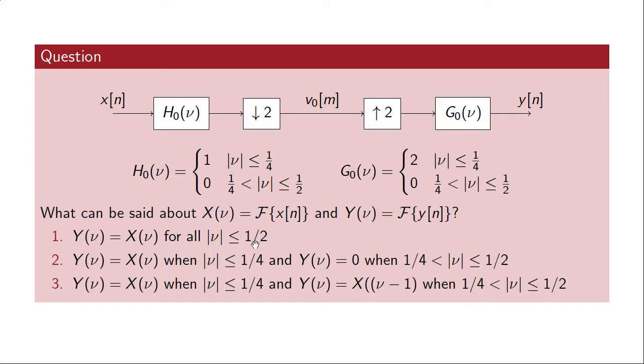Or can we say that the discrete time Fourier transform for the output is equal to the discrete time Fourier transform for the input, but only for frequencies up to 1/4, after which the output discrete time Fourier transform is identically equal to 0? Or can we say that the output discrete time Fourier transform is equal to the input for these same frequencies, but the output is a time or frequency shifted version of the input discrete time Fourier transform?